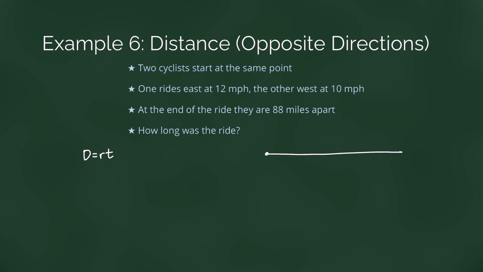One's going to ride east at 12 miles per hour. The other is going to ride west. I'm going to use a different color for that one so you can see the difference, at 10 miles per hour. At the end, they are 88 miles apart. And we want to figure out how long did they ride for.